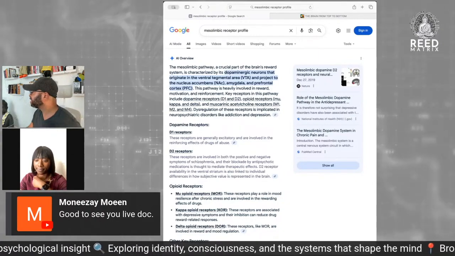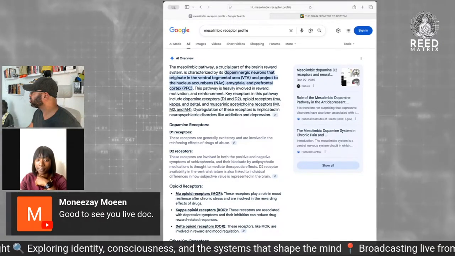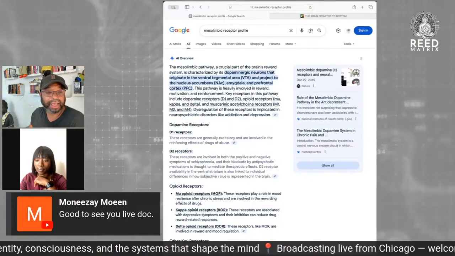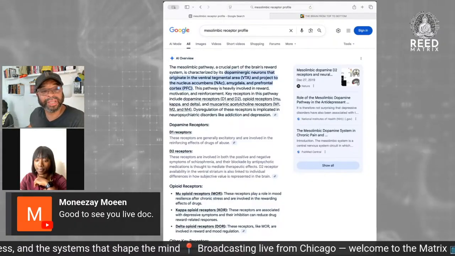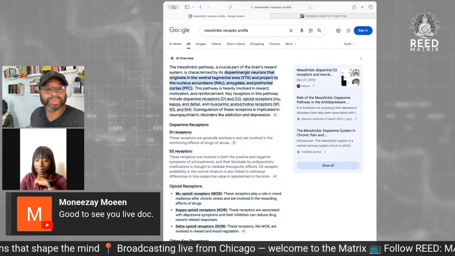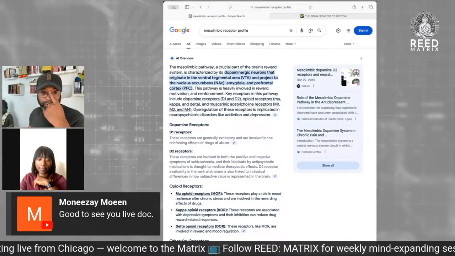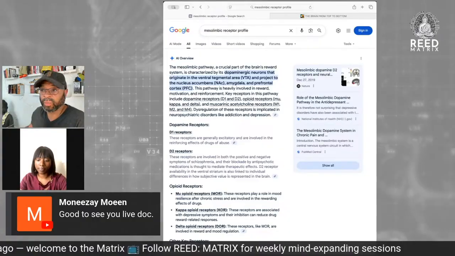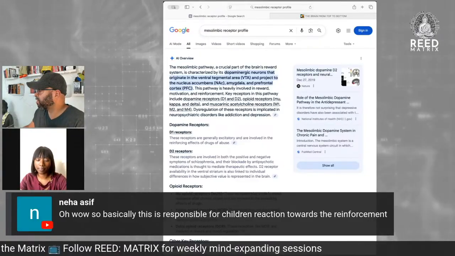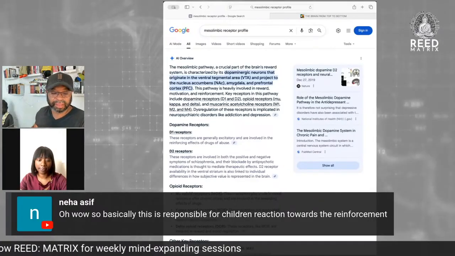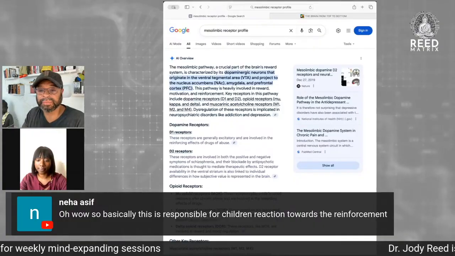Well, basically it is responsible for reaction towards reinforcement. Yeah, I mean, reinforcement learning. Remember the addiction models, positive reinforcement, and stuff like that. So people learn to do certain things to get the rewards from it, and that entire thing is mediated in this mesolimbic system.